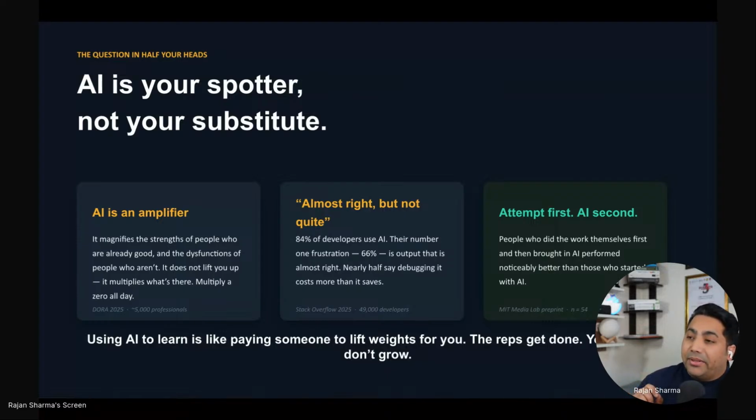Another example is the Stack Overflow survey of 49,000 developers. 84% use AI, and the number one complaint, from 66% of them, is code that's almost right but not quite. Nearly half say debugging AI output costs them more than it saves. And think about what it means for you. The most valuable skill in the industry right now is not writing code, it's being able to tell the difference between right and almost right.